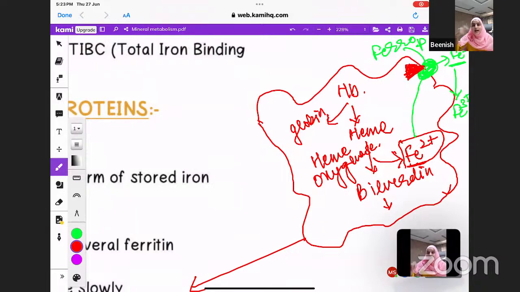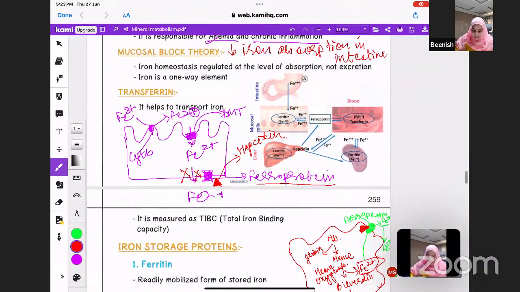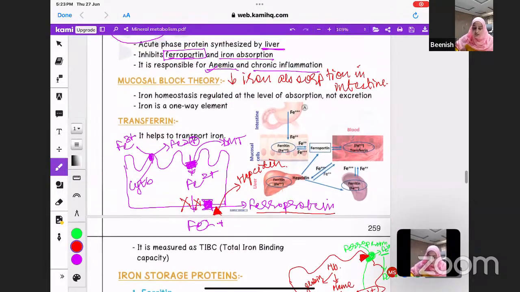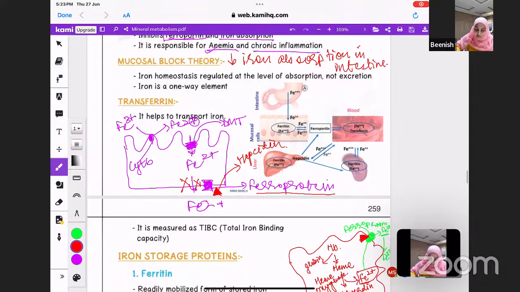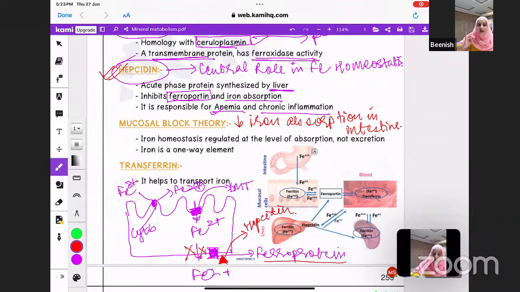So hepcidin can bind to ferroportin present in macrophages and also in enterocytes, causing decreased absorption of iron and also decreased recycling. Ultimately this leads to decreased iron in both cases, because there is decreased iron recycling by the macrophages and also decreased absorption in the intestine. So that is about all that you need to know about hepcidin.